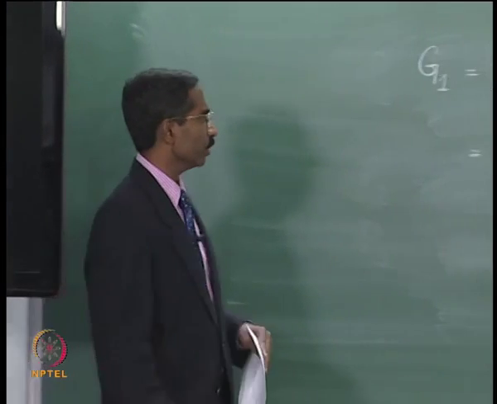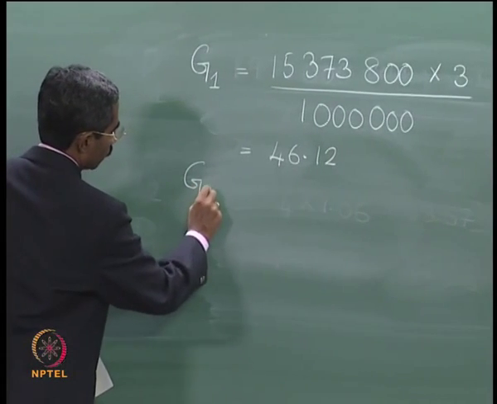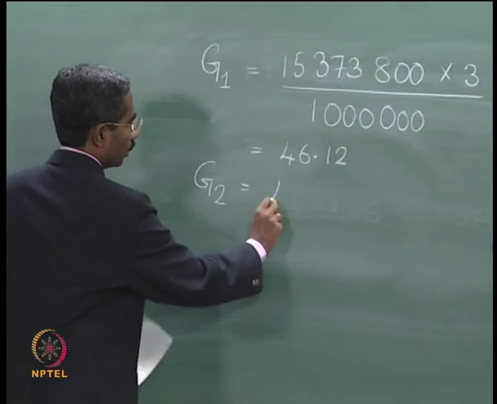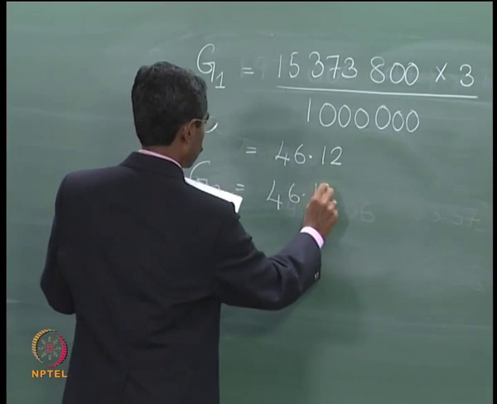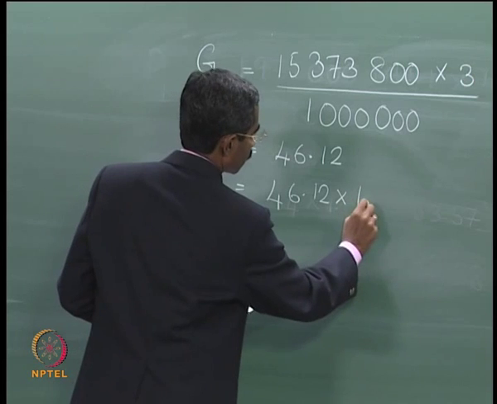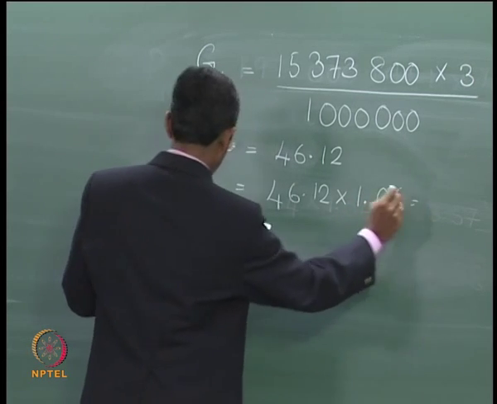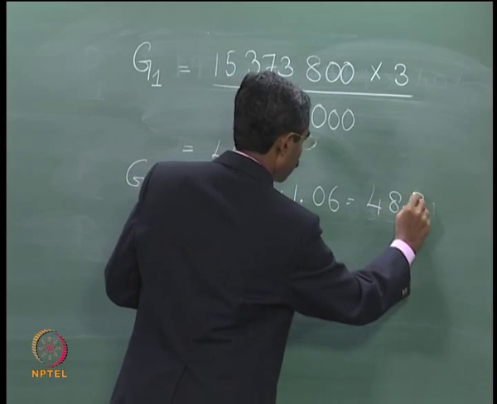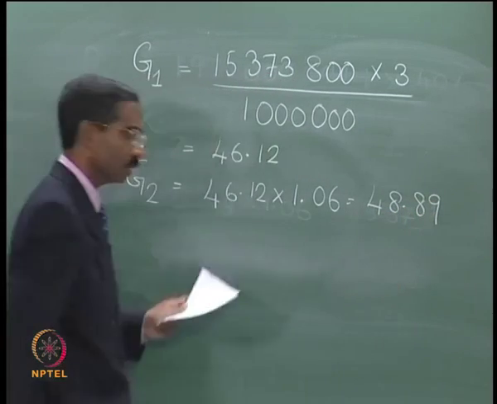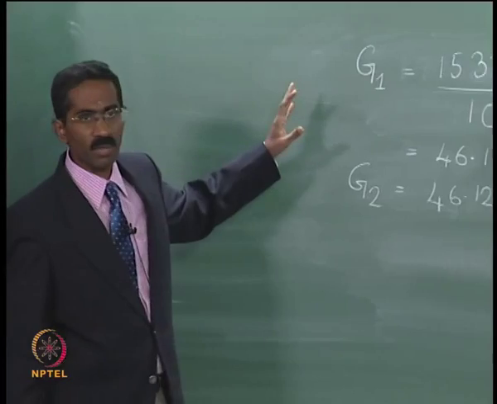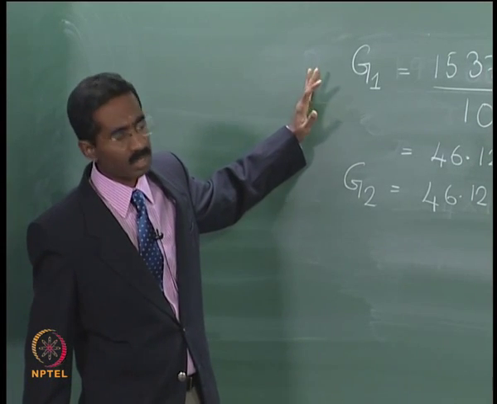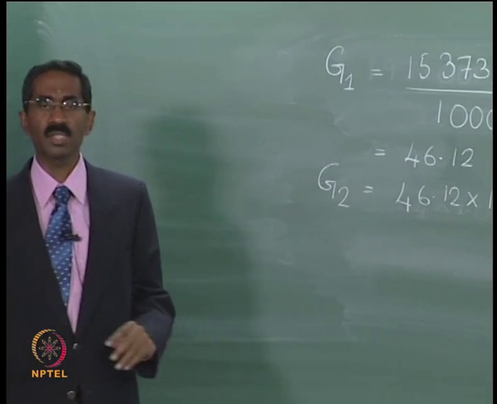Like we did for revenues, the natural gas cost will also escalate every year. In year 2 this would be 46.12 escalated by 6%. So this would be 48.8. So like we did for revenues, we can also calculate the yearly costs of natural gas by applying the escalation factors.